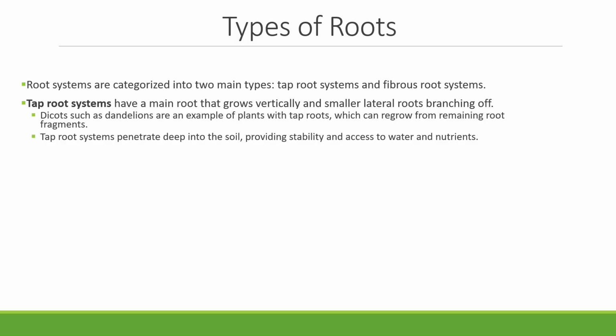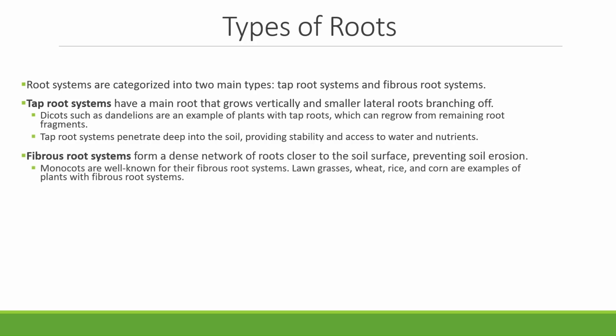These taproots allow the plant to reach deep water sources and provide strong anchorage in the soil. A fibrous root system consists of many roots of roughly equal size that spread out close to the soil surface in a dense network from the stem. This design is excellent at holding soil in place and quickly absorbing water from the upper layers after rain. Monocots, like lawn grasses, wheat, rice, and corn, all have fibrous roots.